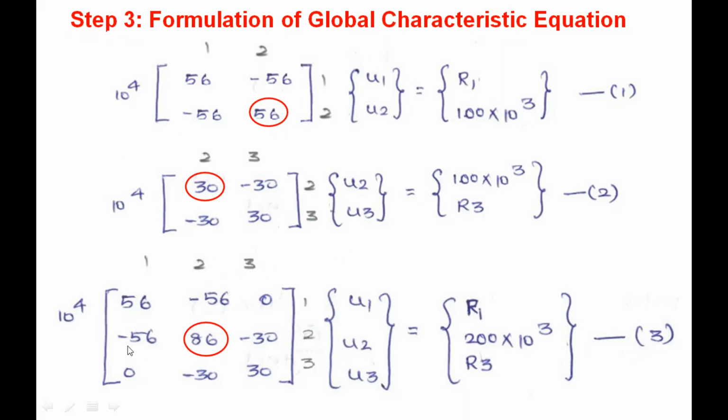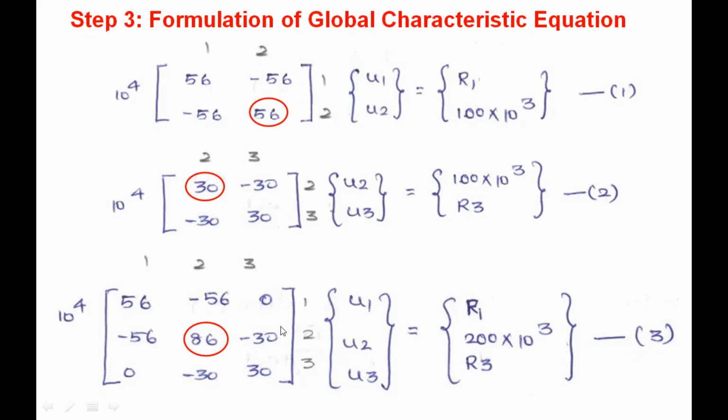Similarly we come to the second row. This is 2 and 1, which we can check from the first equation. Second row, first column, minus 56 we are writing. Then coming to this one, 2 2, which is a common node. 2 2 is there in the first equation, 56, and also if you see the second equation, we have the 2 2 element 30. So we have to add this 30 and 56 correctly. Then we will get 86 as the element in the global stiffness. So we have to add the stiffness of the common node. So you will get 86.